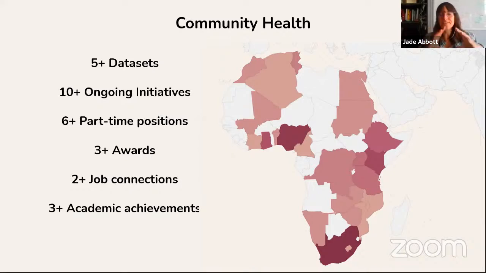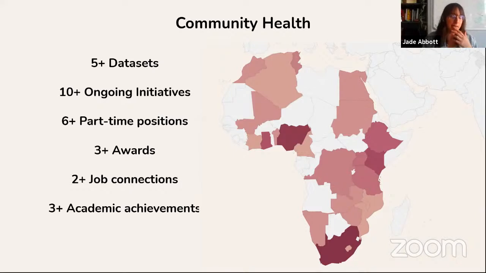It depends on where you draw the line of where Masakhane ends and other institutions begin. So we've estimated around 5. We've got over 10 currently ongoing initiatives, either funded or voluntary. We've got around 6 part-time positions that we've managed to gain funding for within the community, largely focused around community building or research administration. We've received a number of awards, which I'll talk about a little later.